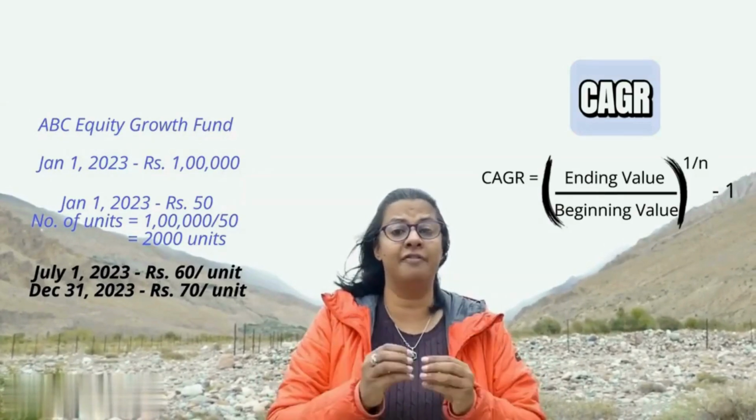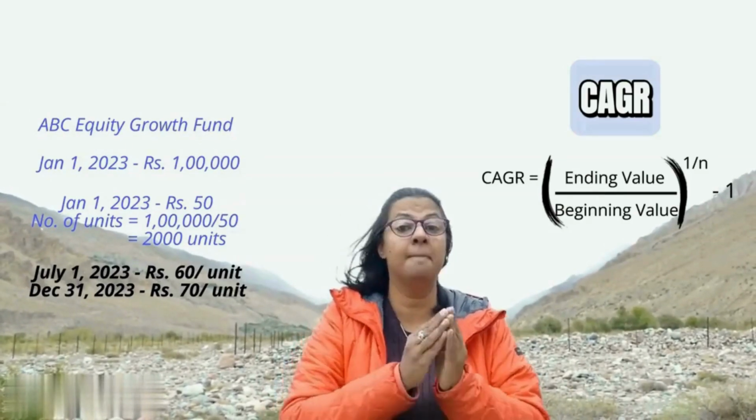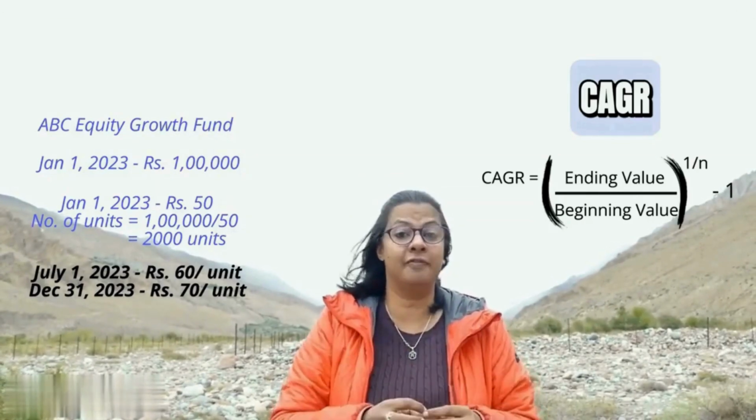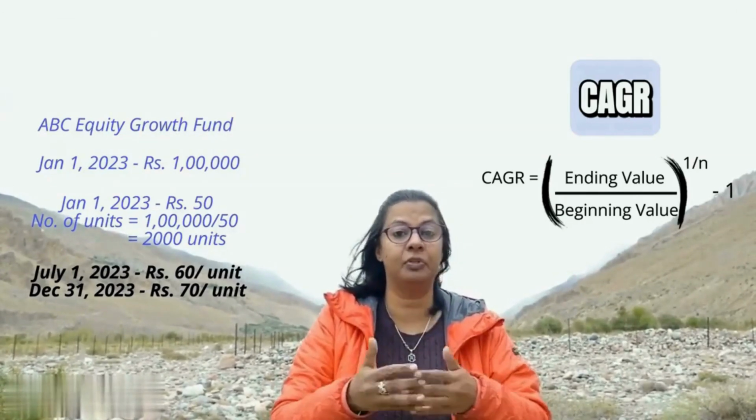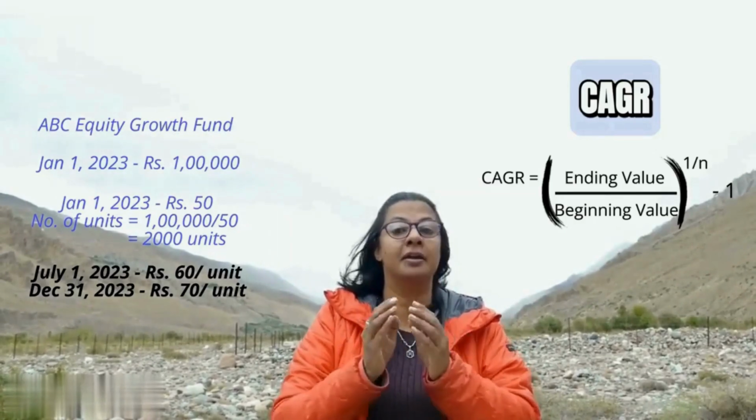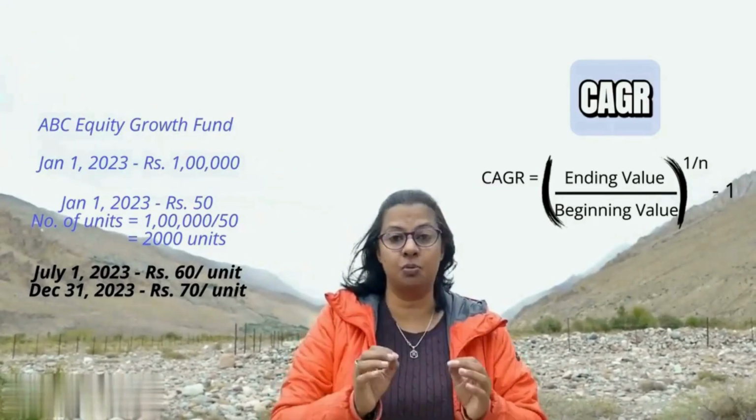Ending value: the value of investment at the end of the period. Beginning value: the value of investment at the start of the period. N: number of years the investment was held. Let's calculate the CAGR for the mutual fund investment from the previous example. Beginning value, January 1, 2023, rupees 1 lakh. Ending value, December 31, 2023, rupees 1,40,000. Investment period, 1 year.